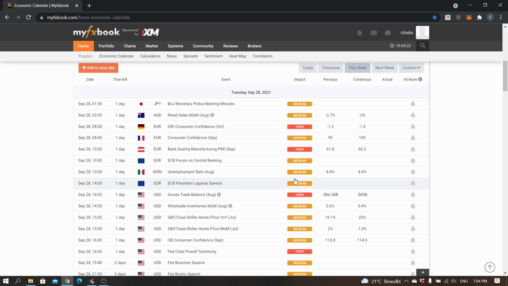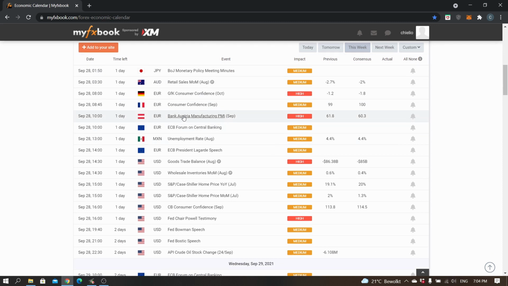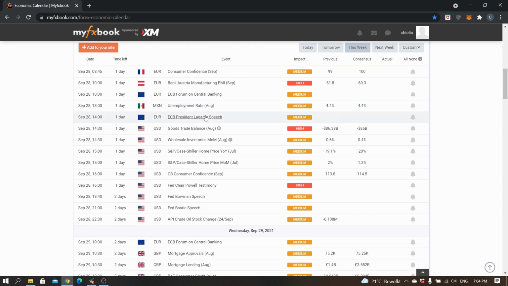Then on to Tuesday, consumer confidence of Germany, not that important. Monetary policy meeting minutes could be important, so I would just avoid trading the Japanese yen at the night of Monday to Tuesday. Austria, not important. Unemployment rate, Mexico, not important too. Lagarde speech could be important, just watch out for it.